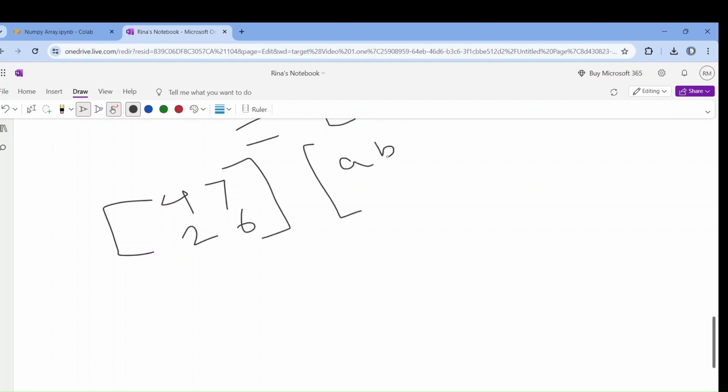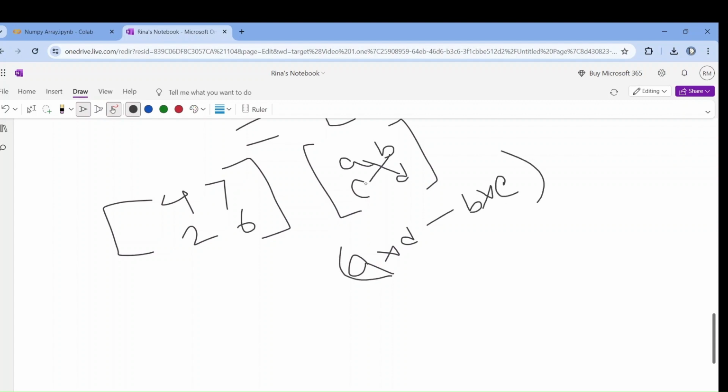A, B, C, D. Now the determinant of a matrix means this one will be multiplied, so A into D, minus this one multiplied, B into C. Okay, so AD minus BC. Fine, this is the determinant. So here 4 into 6, 24, minus 7 into 2, that is 14.